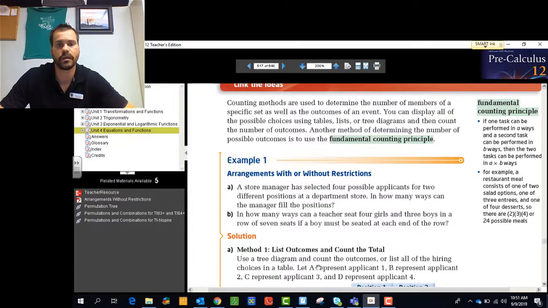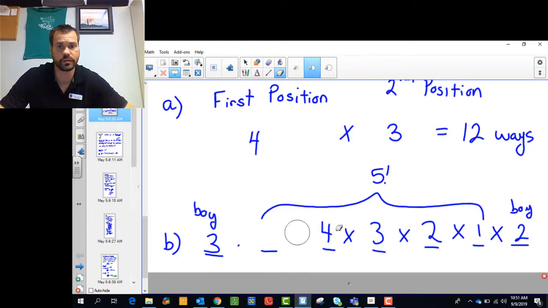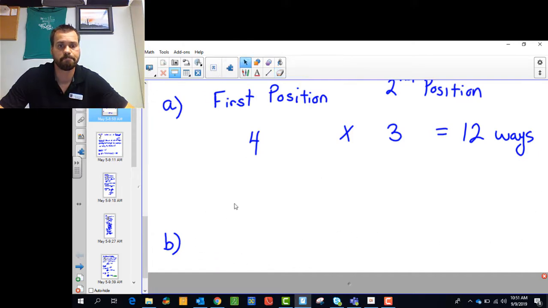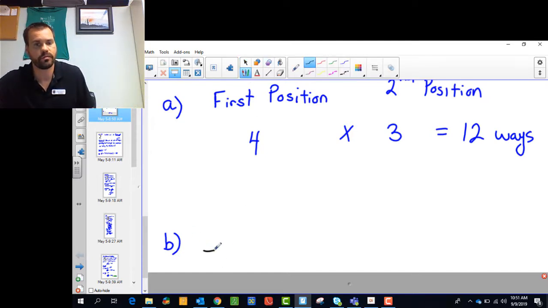Part B says, in how many ways can a teacher seat 4 girls and 3 boys in a row of 7 seats if a boy must be seated at each end of the row? So you've got 4 girls, you've got 3 boys, all right, in a row of 7 seats. So what you do, don't look for a second here, we're going to erase this. And we're going to put 7 seats down. So here's my first seat, 1, 2, 3, 4th, 5th, 6th, and 7th seat.